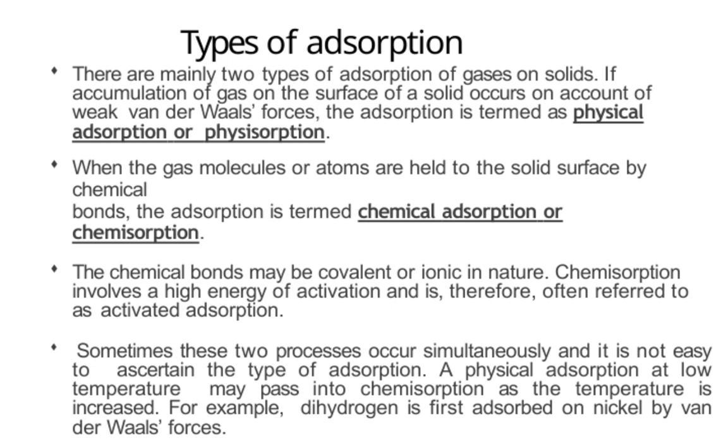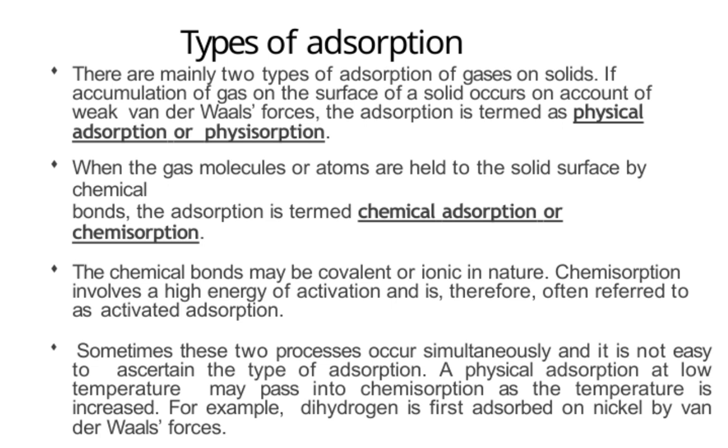The second type is chemical adsorption, or chemisorption. Here, the gas molecules or atoms are held to the solid's surface through chemical bonds, which are much stronger. These bonds can be covalent or ionic in nature, involving a more significant transfer or sharing of electrons. Chemisorption typically involves a higher energy of activation, which is why it's sometimes referred to as activated adsorption. It requires more energy to initiate, but results in a stronger, more specific attachment to the surface.